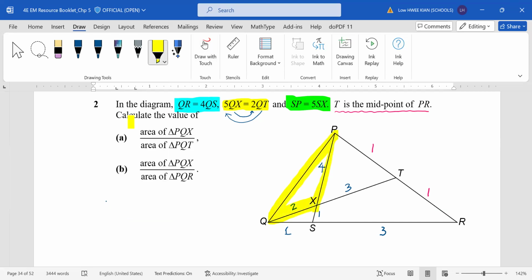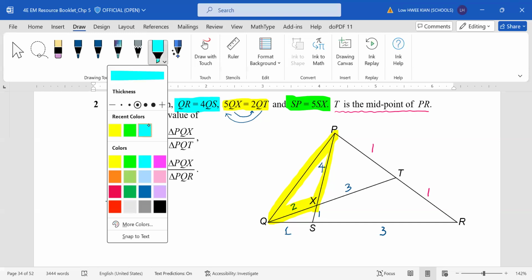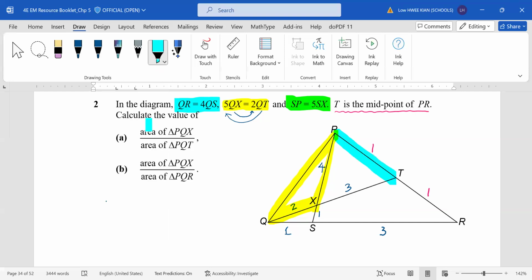Okay, and then the next one is PQT. So given PQT, I'm going to use another color. PQT is this one here. So I have this PQT. We take a look at these two triangles. Again, if you ask the question, are these two triangles similar? The answer is no, they are not similar.